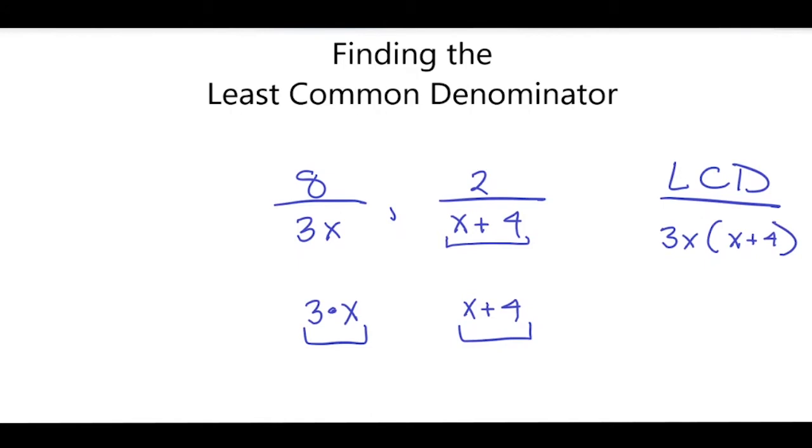That could also be simplified as 3x squared plus 12x, but you'd be just fine leaving it as 3x times x plus 4, which will actually make it easier if you need to reduce it.